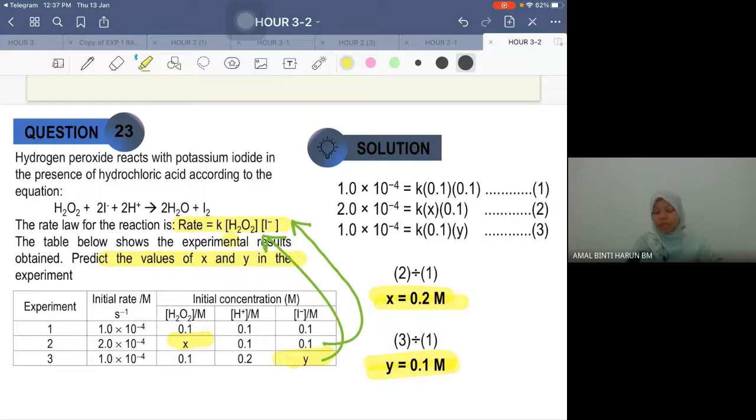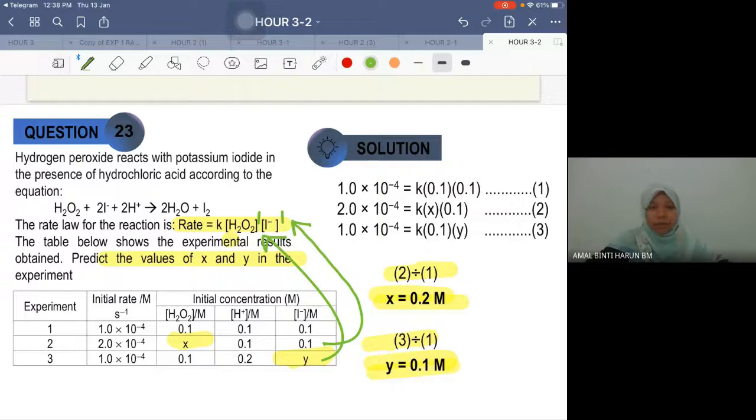Okay, so dekat sini dia tunjukkan, ambil data masuk substitute pula. Sorry. Kita nak cari concentration. You just buat macam mana kita nak cari order, tapi concentration tu divide. Okay, macam ni dia buat experiment 2 divide by experiment 1, experiment 3 divide by experiment 1. Okay, so dengan itu kita boleh cari. Maksudnya soalan ni dia terbalik. Okay, it is first order respect to hydrogen peroxide, first order respect to iodide.